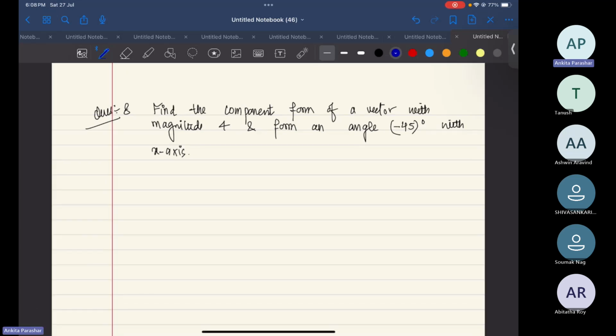Another question is: find the component form of a vector which has magnitude 4 and forms an angle of minus 45 degrees with the x-axis. Can you tell me the component?